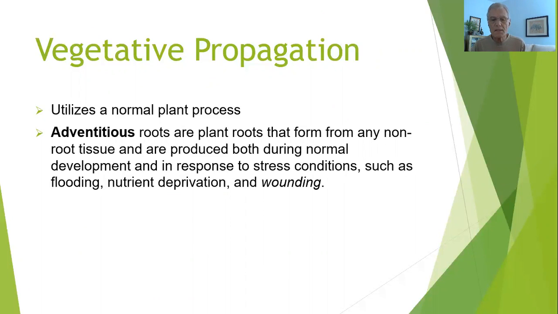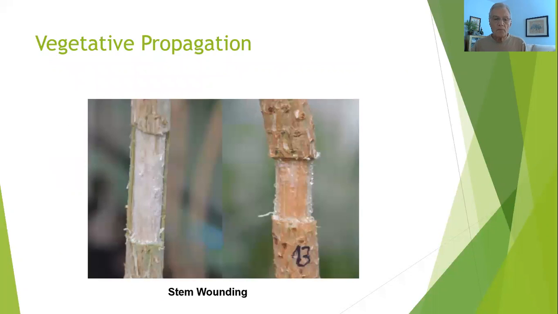These are roots that plants form from any non-root tissue that are produced during normal development in response to stress conditions such as flooding, nutrient deprivation, and wounding. Stem wounding is something that's used quite a bit in layering. And here are two examples. One is where half of a stem has been stripped of the bark and cambium layer down to the wood, and in the other, the entire stem has been wounded. And we'll see how this is used as we go on.